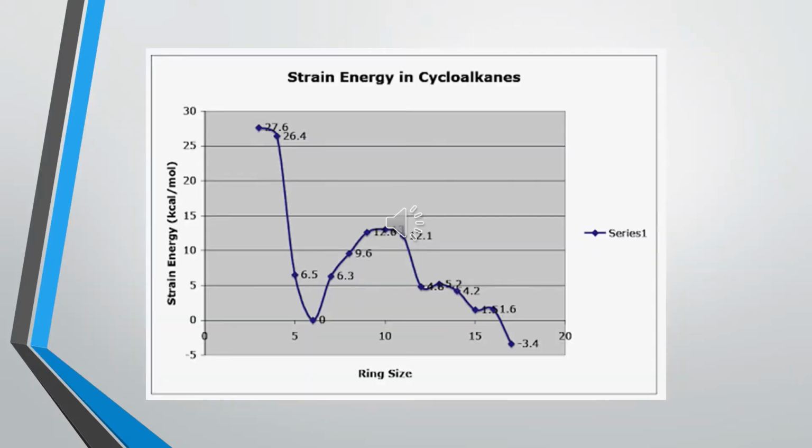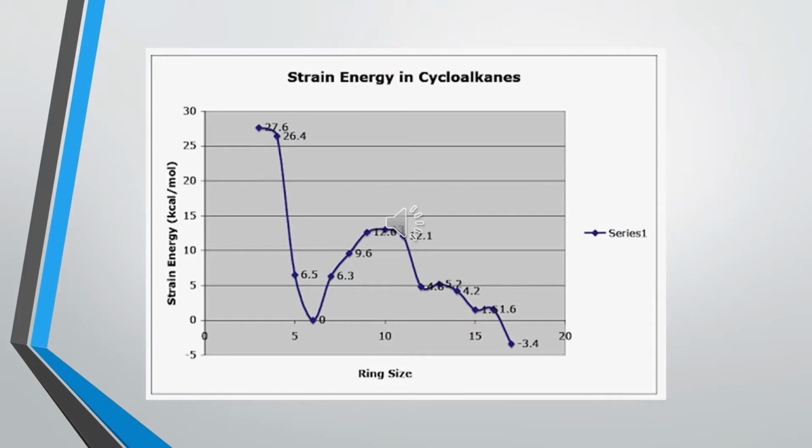You get this pattern here. So what are we looking at here? Okay, so on the x-axis we have ring size, and the smallest membered ring is of course a 3-membered ring, and on the y-axis we have total strain energy, total unfavorable energy.